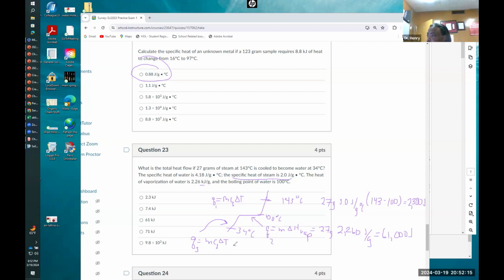And then the third step is going to be 27 times the specific heat of liquid water, which is 4.18 joules per gram degrees Celsius, times our change in temperature, which is going to be 100 minus 34.